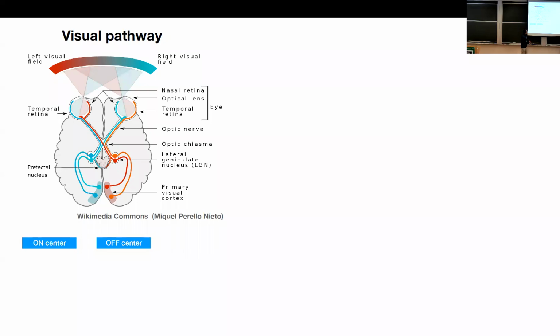Okay. And so the LGN is part of the thalamus, and the first cortical area that processes visual information is the primary visual cortex. Okay, so it boxes those things.